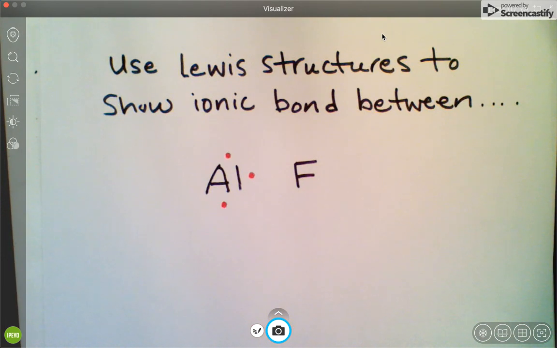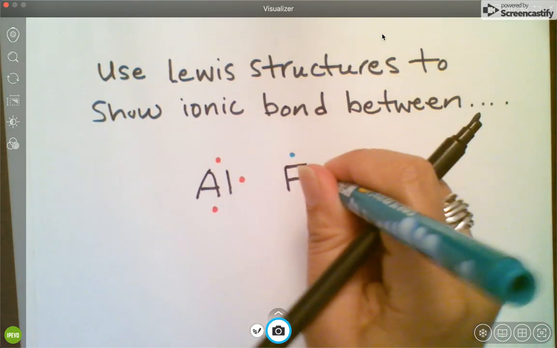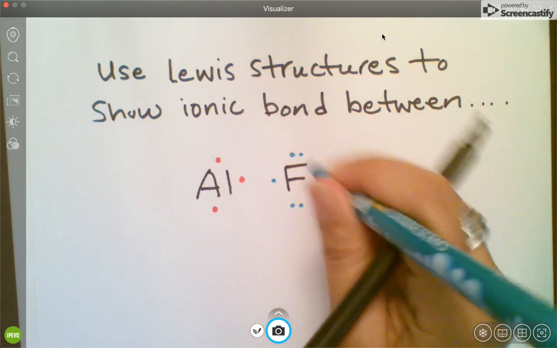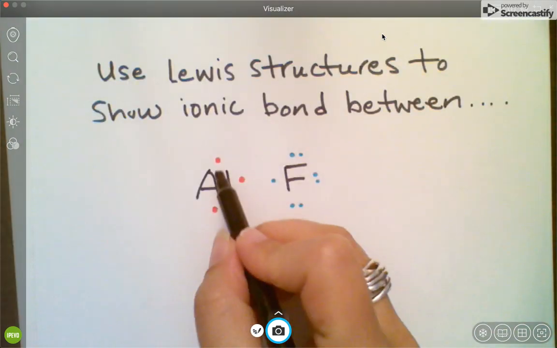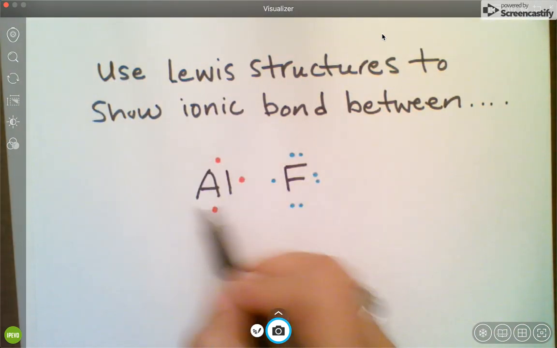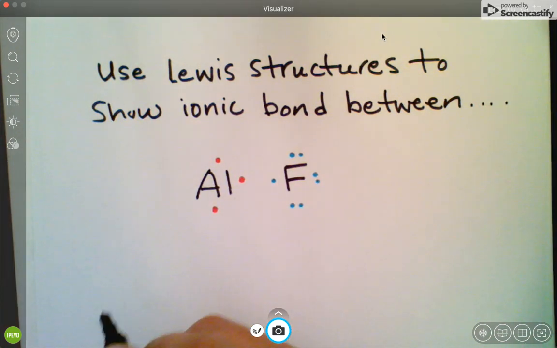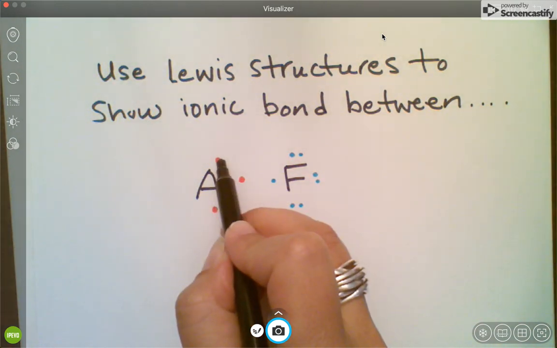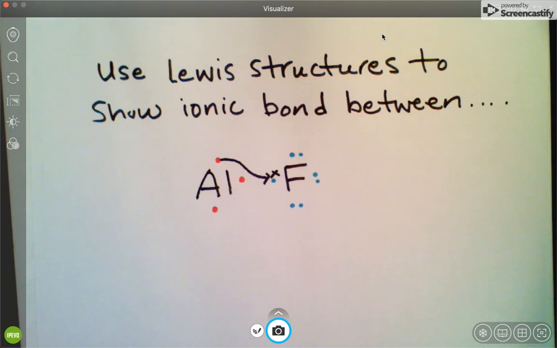So we'll situate them accordingly. And fluorine has 7, being a halogen. 1, 2, 3, 4, 5, 6, 7. So it has 3 lone pairs and a single electron. What we do know as well is metals tend to give up their electrons and the non-metals accept. And so we see that there is a transfer of this electron to the fluorine where there is an unpaired location. So we mark that with a little X.